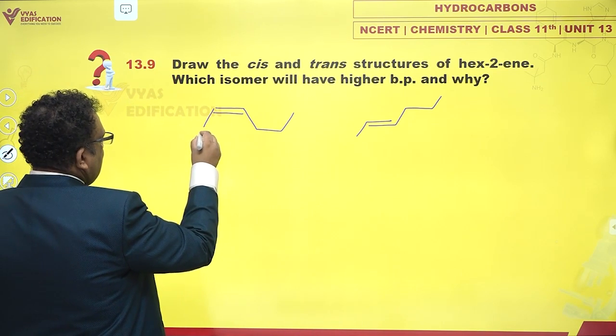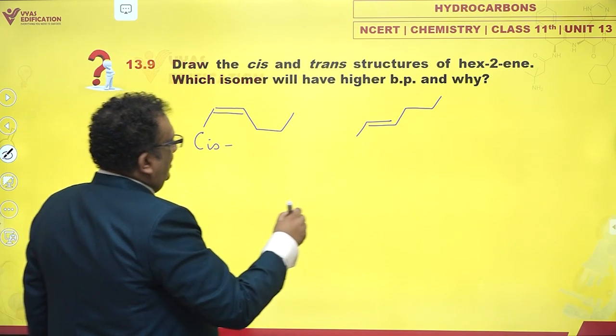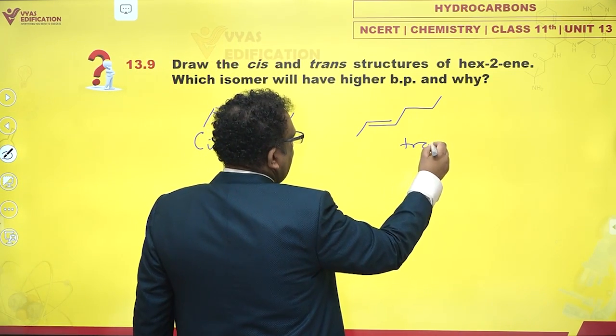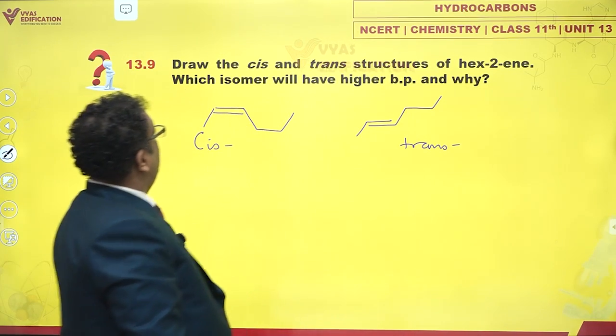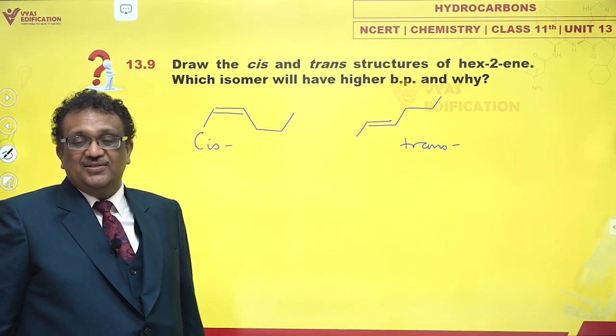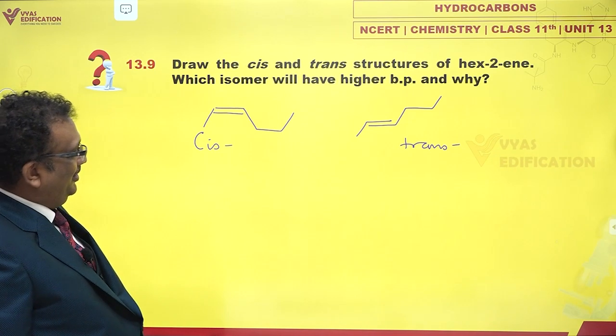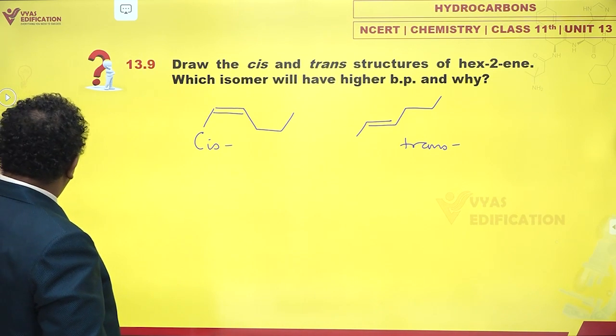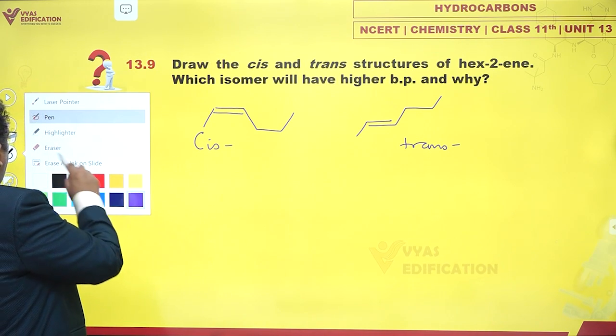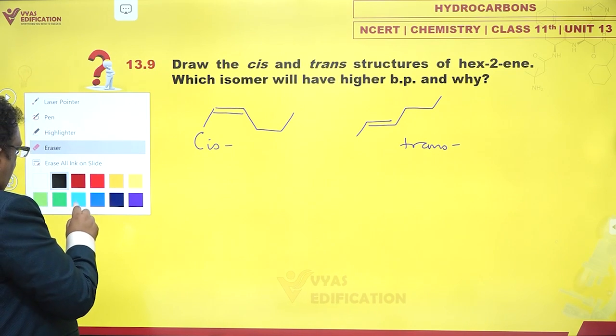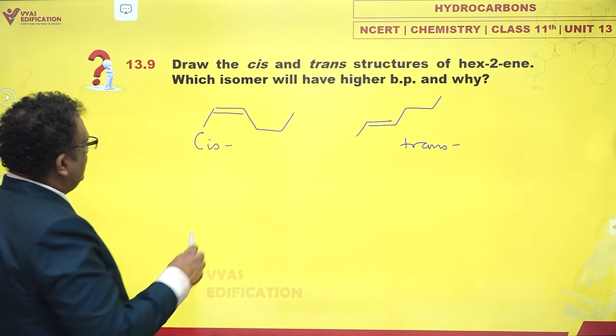This is cis and this is trans. So cis and trans structures, I hope you can see very clearly. And if you still can't figure out why cis or why trans, let me help you out. You could have pointed it out like this. See.